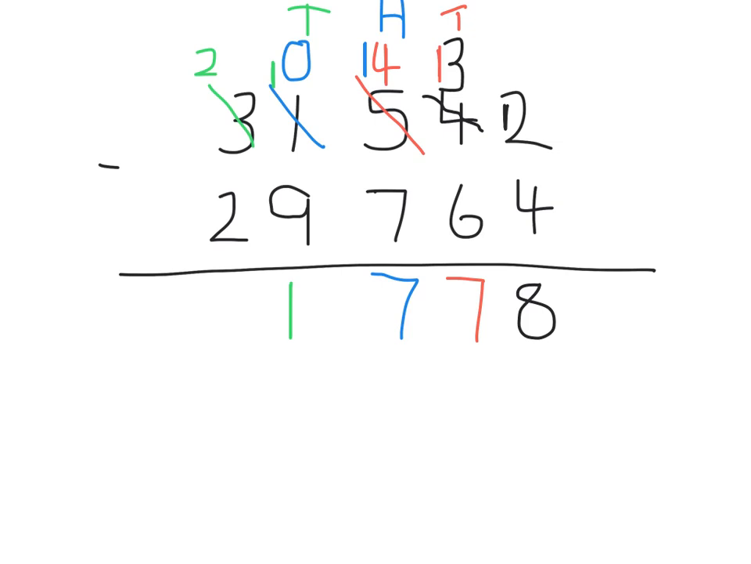Now I'm going to take away 2 10,000s from 2 10,000s, which is 0. And I always put it there anyway because it is still a number. It still has a value. So now I'm going to check my answer. My answer is 1,778.